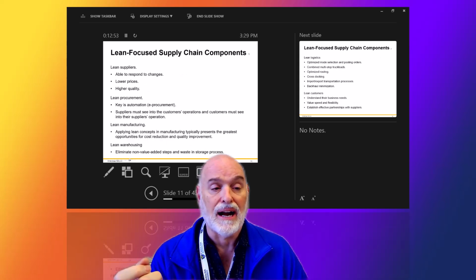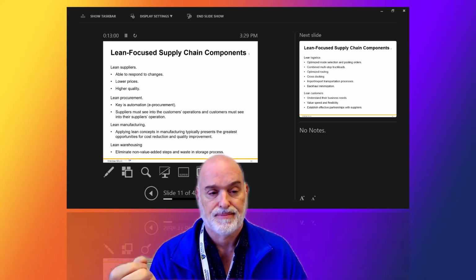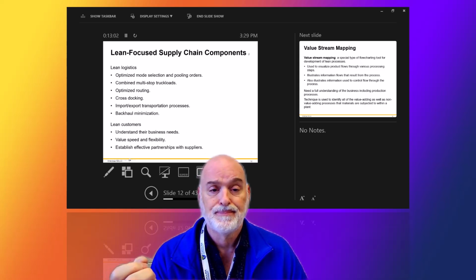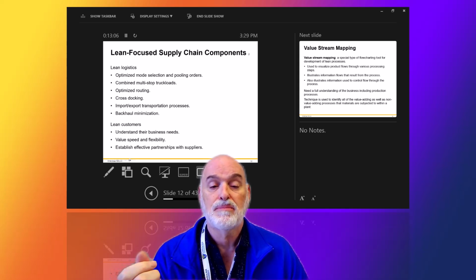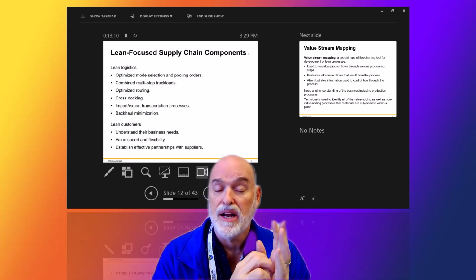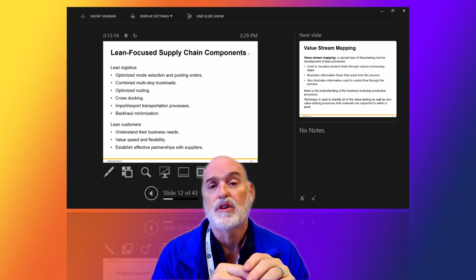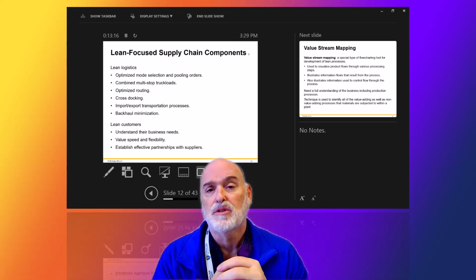Then we have Lean warehousing. Eliminate non-value added steps and waste in the storage process. Makes sense, right? Lean logistics. Optimize mode selection and pooling orders. You're working on this in your simulation game, right? Because you're selecting the type of transportation that you want for your products to be delivered to you.